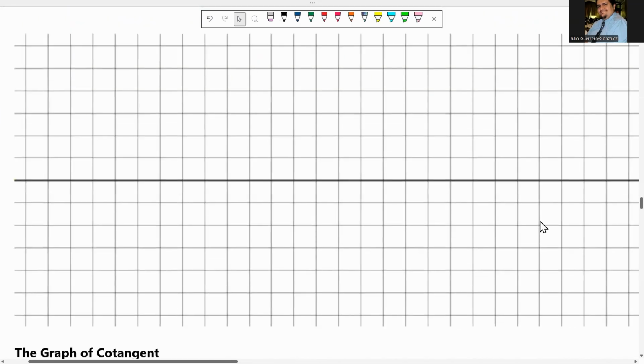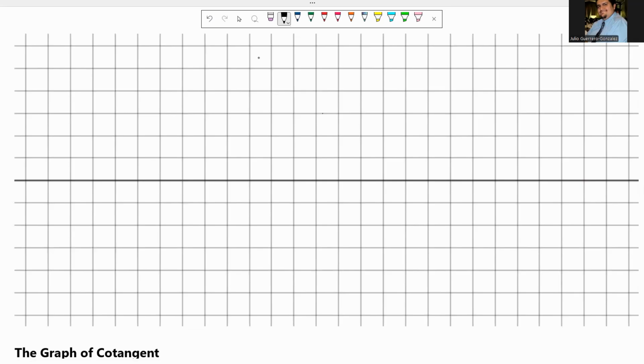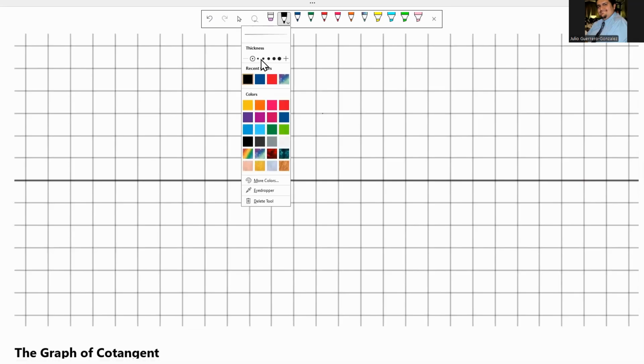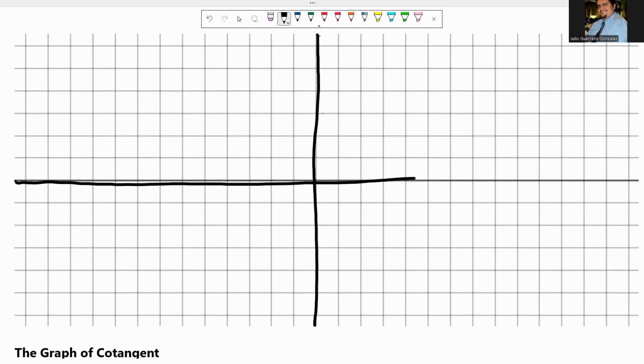Let's graph it. Okay. So to graph this, I'm going to make this my y-axis. This one's going to be my x-axis. You guys have no idea how hard it is to draw on this thing. I'm going to try to draw this.